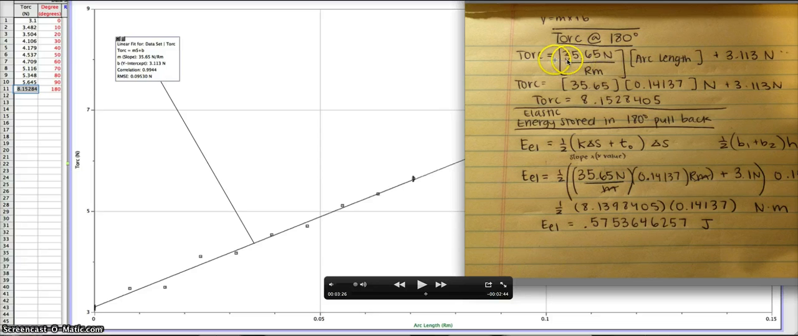you're going to need 35.65 newtons of force. So your spring constant could be something else. Like if we got 40, the slope of this graph would be 40, and then our spring constant would also be 40. So that's how spring constant looks, and that's kind of where we get it from.